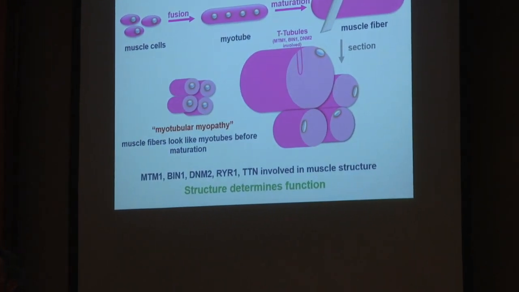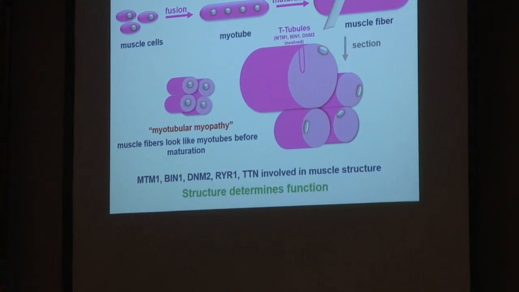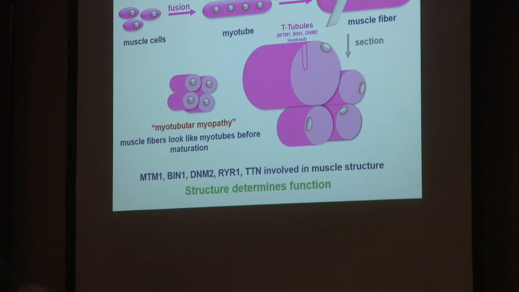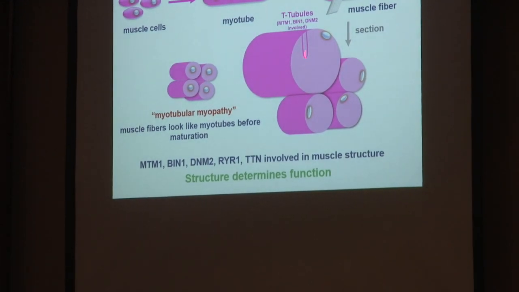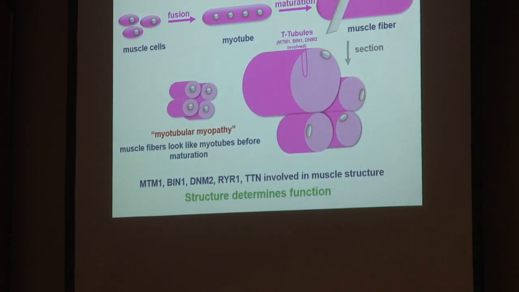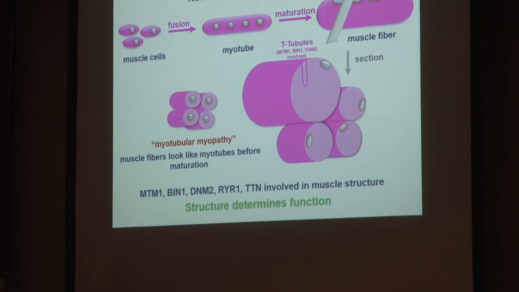So how does muscle contraction work? Your brain decides that you want to do muscle contraction. And this is an electrical signal. And so this electrical signal goes through your nerves to the muscle. But then it has to go deep into the muscle. And it can go deep into the muscle thanks to these T-tubules. They are formed by MTM1, dynamin 2, and BIN1.